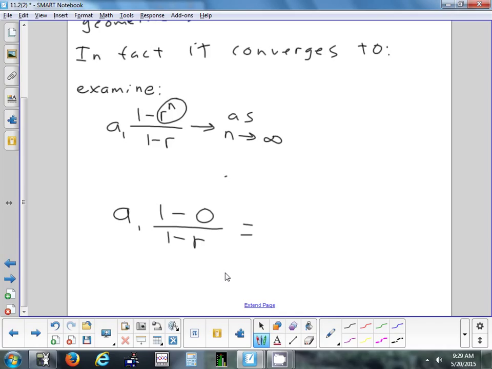Yeah. Basically, if you want to think of this as a fraction, the top becomes 1 times a sub 1. The numerator is just a sub 1. That's all that's in the top. And in the denominator, it's 1 minus r. That's the formula for the sum of an infinite geometric series.